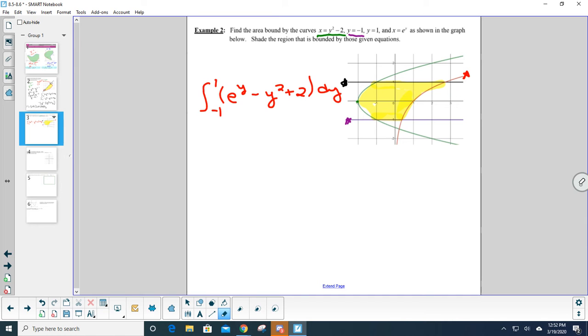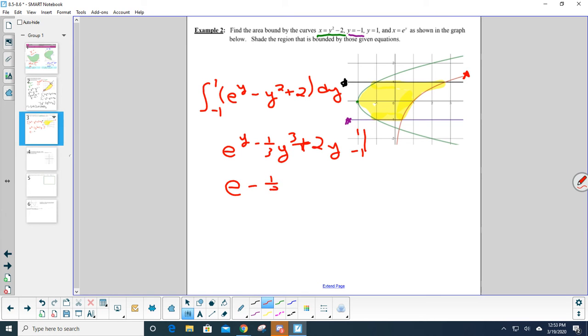So now, if I antiderive this, I get e to the y minus 1/3 y cubed plus 2y. That's a plus sign, a big plus sign, from negative 1 to 1. If I sub everything in, I end up with e minus 1 over e, or e to the negative 1, plus, when I add up all my constants, 10/3. And that's the area in here. You don't have a calculator, so that's how you leave your answer. That's your most exact answer.